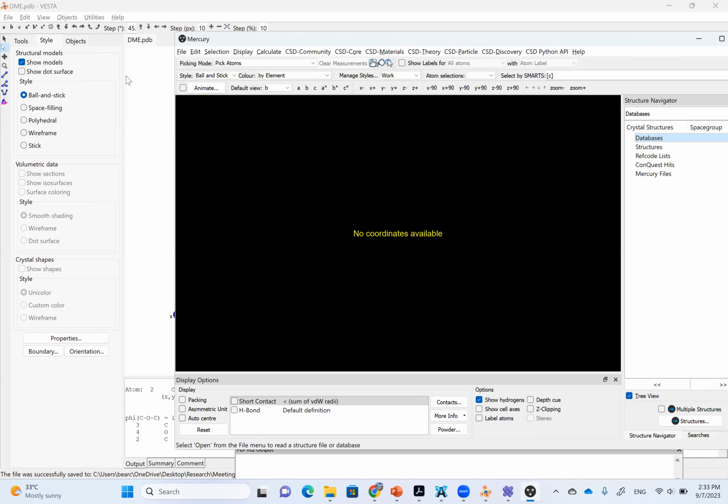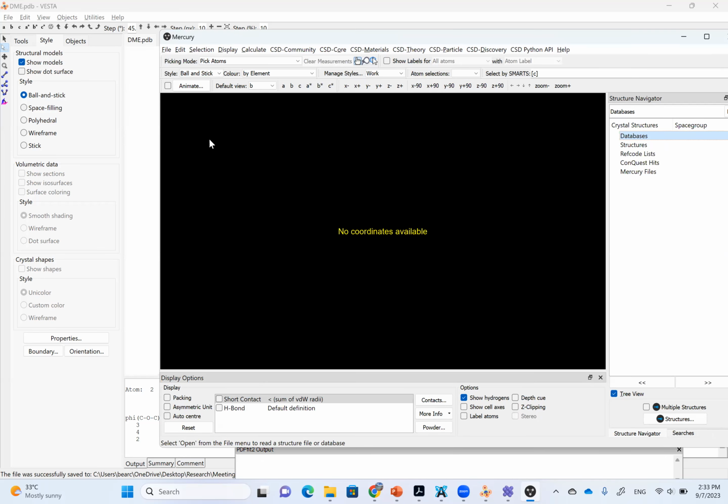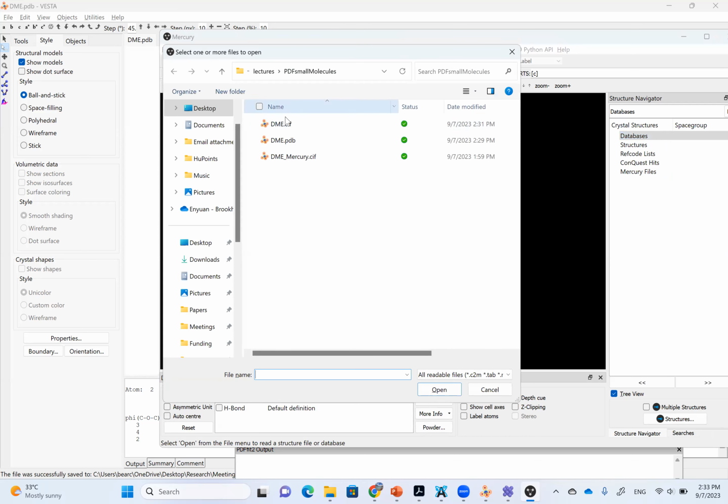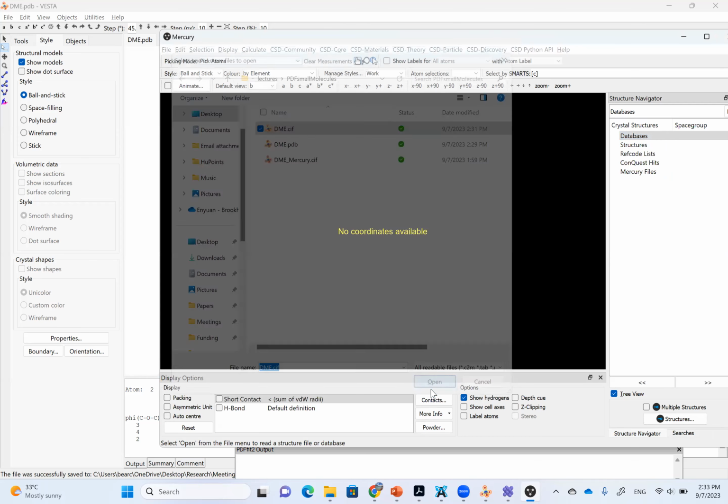So this is the free Mercury, how it looks like. And what we do here with Mercury is simply ask Mercury to re-output the zip file, because I know that zip file is compatible with PDFGUI. Okay, so open. This is the original.